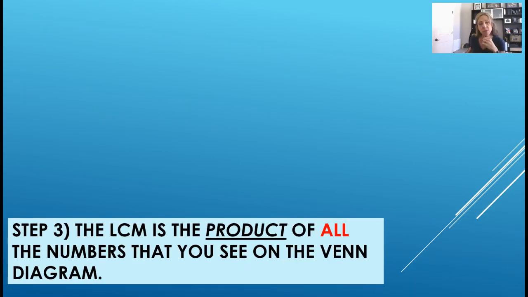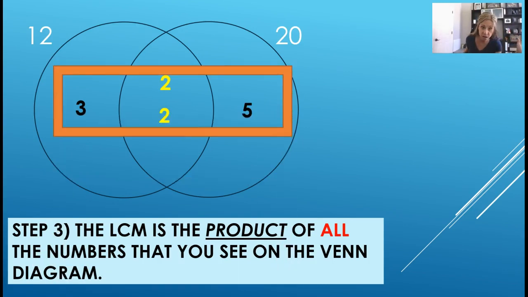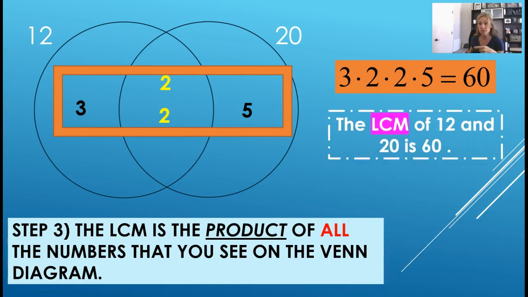So for the least common multiple, now we're going to find the product of all the numbers that we see, not just the ones they have in common. We're going to find the product of everything. So let's get our factors up here again. So there we have all of our factors. Now we're going to take all those numbers and find the product. 3 times 2 times 2 times 5 equals 60. So when I multiply all those numbers together, that gives me my least common multiple. So the least common multiple of 12 and 20 is 60.